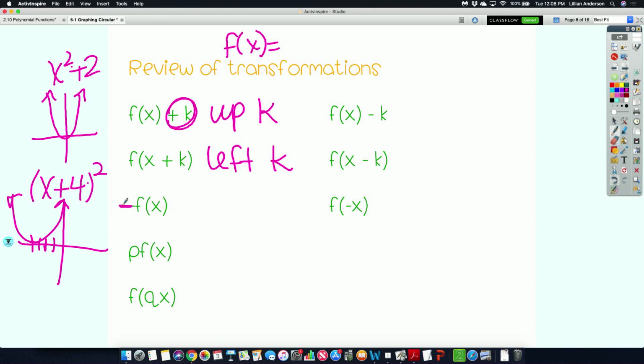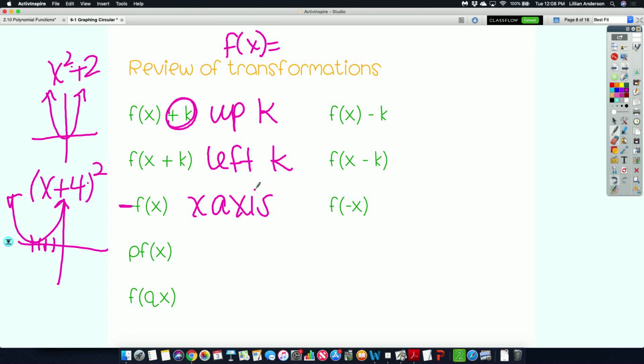It does get flipped, but does it get flipped upside down, or does it get flipped across the y-axis? Is the x-axis the y-axis reflection? Which one was it? This one was your x-axis. So it's reflected across your x-axis.